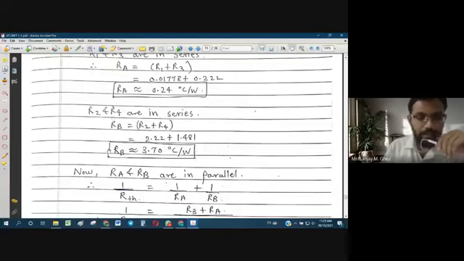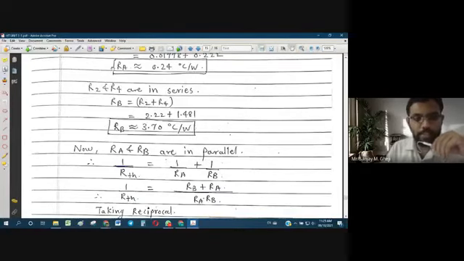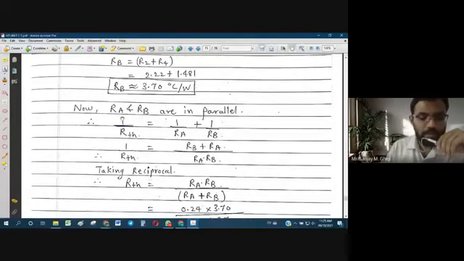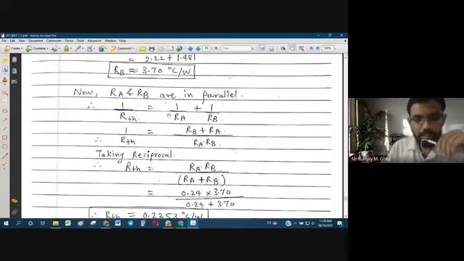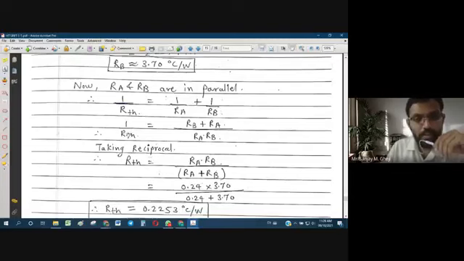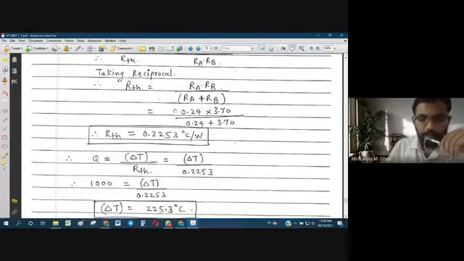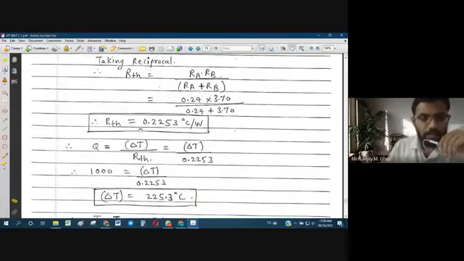Now RA and RB, which are series connections, are in parallel. For parallel, the equivalent thermal resistance is given as 1 upon R thermal equal to 1 upon RA plus 1 upon RB. This is the addition of reciprocals. So from this, RTH is equal to RA into RB upon RA plus RB. Put RA and RB already found, and you get the equivalent thermal resistance for the entire parallel circuit as 0.2253 degrees Celsius per watt.